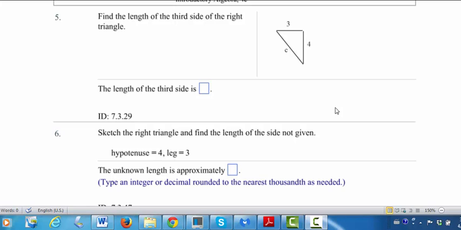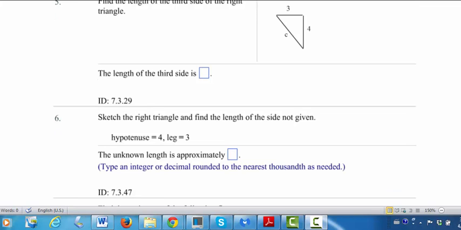In these next two problems, we're going to be working with Pythagorean's theorem. So remember, Pythagorean's theorem, we're talking specifically about right triangle relationships. Here it asks us to find the length of the third side of the right triangle. Remember, our right triangle always has to have a right angle in it. So here's our right angle. And remember the relationship. It was one of the legs squared plus another leg squared equals the hypotenuse squared.